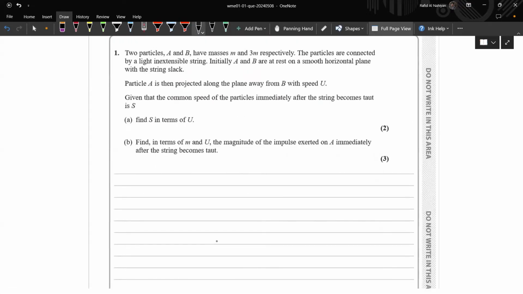So let's start. Okay, so in the first question, it says the particles A and B have masses m and 3m respectively. The particles are connected by a light inextensible string. Initially, they rest on a smooth horizontal plane with the string slack. Particle A is then projected along the plane away from B with speed u.